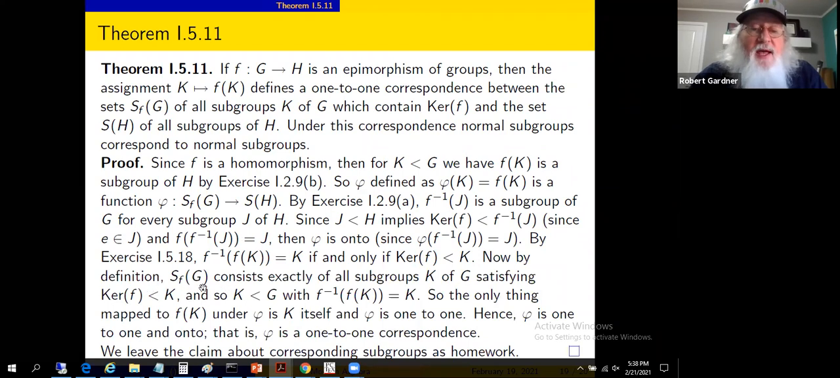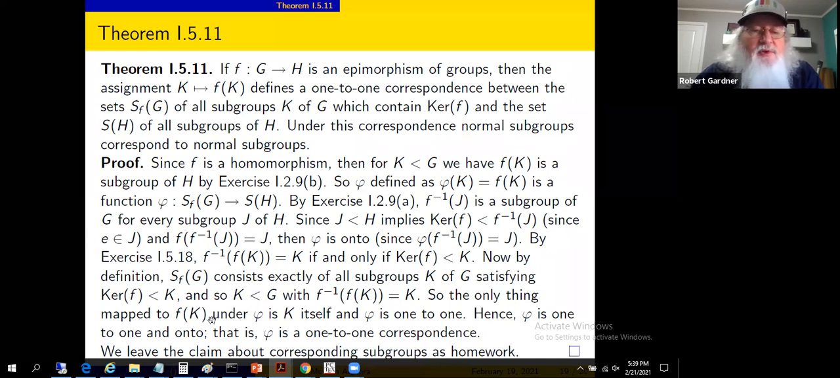By definition, S sub f of G consists exactly of all subgroups K of G for which the kernel of f is a subgroup of K. So K itself is a subgroup of G, and certainly the inverse image of f of K equals K. If K contains the kernel, then we get this kind of behavior. And so that was an arbitrary subgroup K of G. So the only thing mapped to f of K, and we've shown that we get these f of K's out. So I can take this and apply f to both sides, we get f of K out.